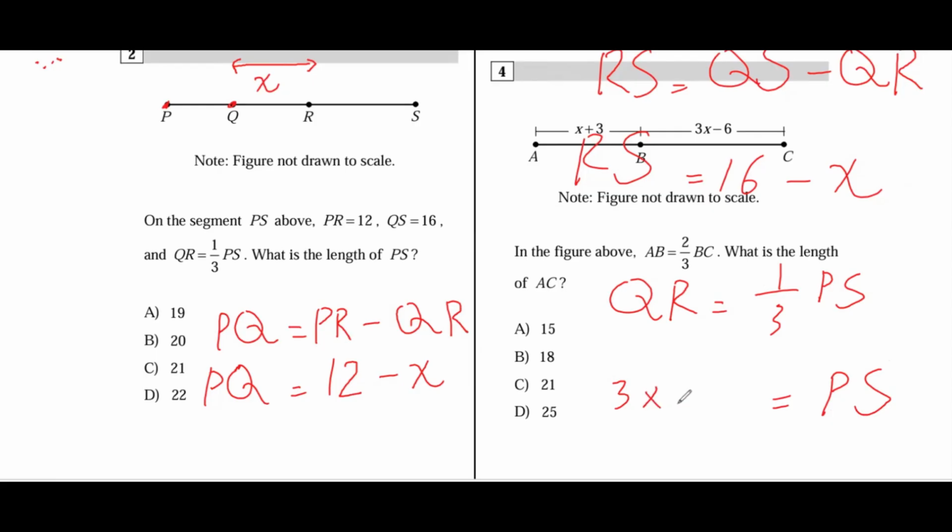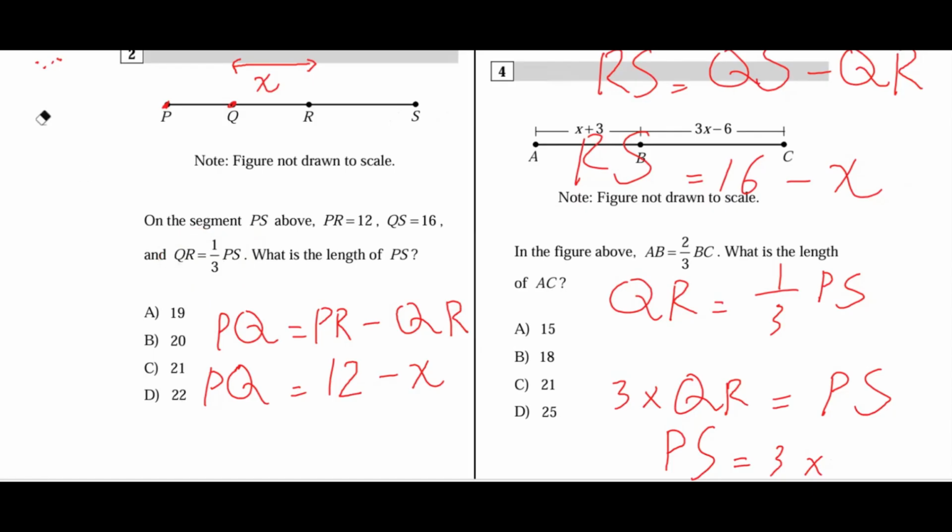So we take 3 on the other side, so 3 times QR. Wait, we came from RS equals 16 minus X, and then after that it just became QR? We find PQ, we find RS, and after finding that, we use that relationship QR equal to 1 by 3 PS. Here we find the PS value. We take the 3 on the other side. QR we suppose equal to X, and then PS becomes 3X.